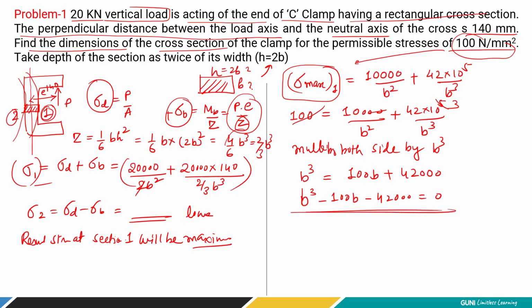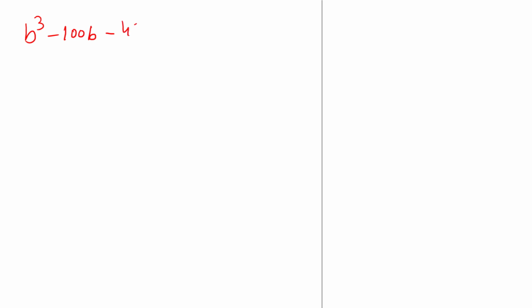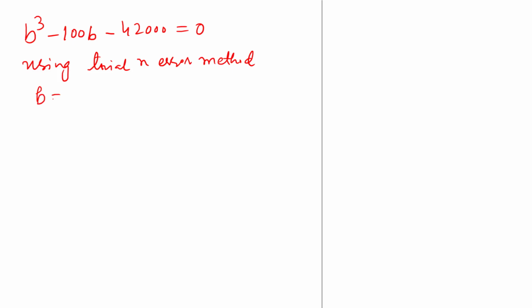Now we have to solve these equations, right? Now how can you solve this? So let's take simple thinking. Here B cube minus 100B minus 42,000 is equal to 0. Now using trial and error method, what we can do, we can simply assume a dimension. Let's assume the dimension B is equal to 40. If you take 40 and replace in this left side, you are going to get a value. Left hand side is equal to, let's say it is 1800, right? Which is positive side.